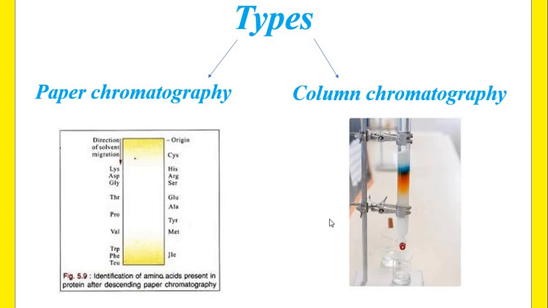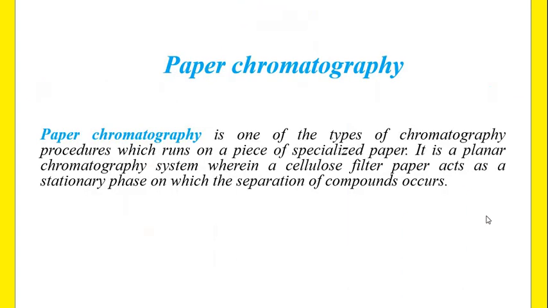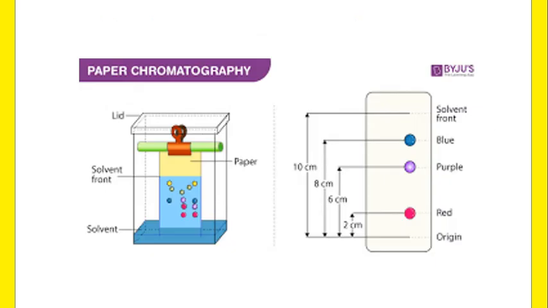Chromatography is classified into two types. One is paper chromatography, which uses a specialized piece of filter paper for the separation of the components of the mixture, while the other is column chromatography, which uses a column for the same purpose. Paper chromatography is one of the types of chromatography procedures which runs on a piece of specialized paper.